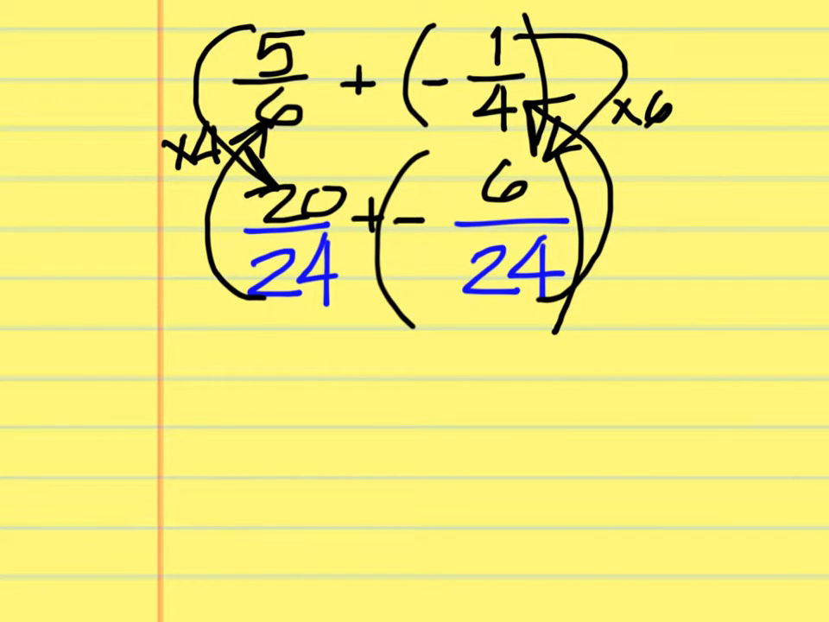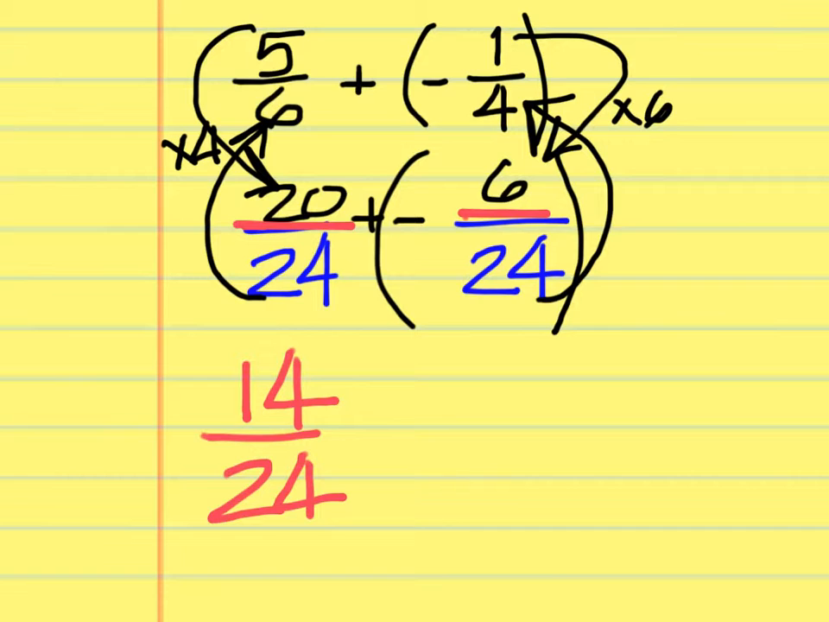Okay. You can look at the numerators now. What is 20 plus a negative 6? 14 is right. 14 over 24. But that's not our final answer. And the reason why is because we did not use the least common denominator, which would have been what? 12, right. But you can still use 24.